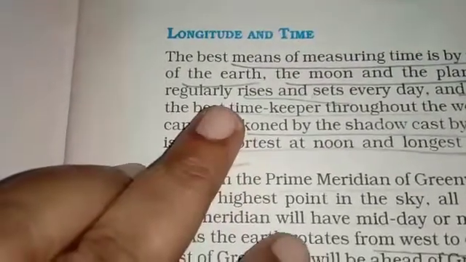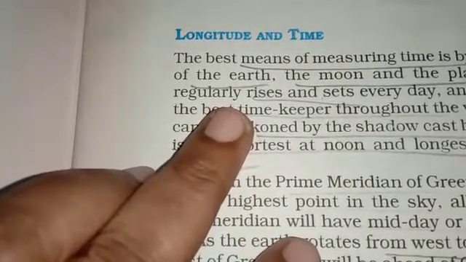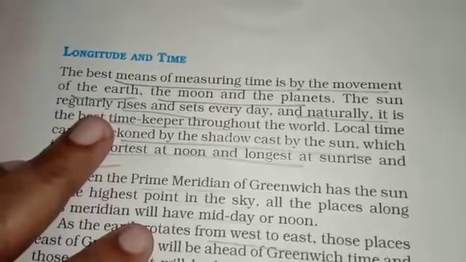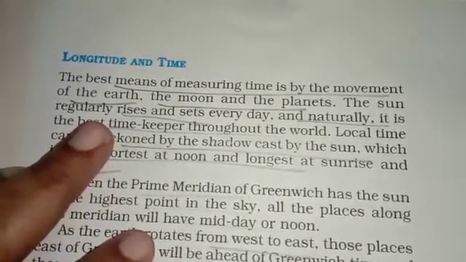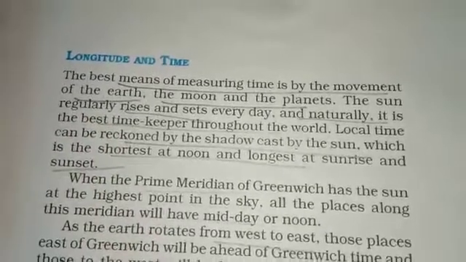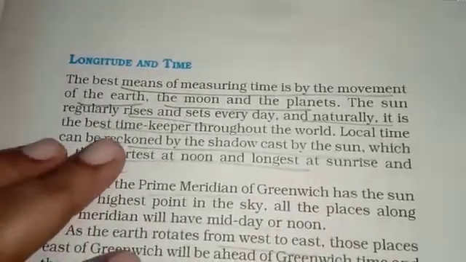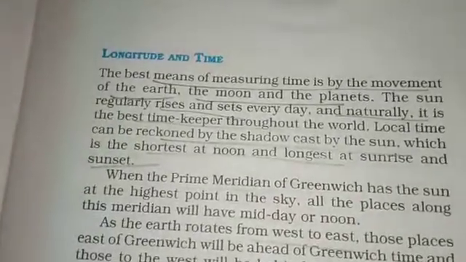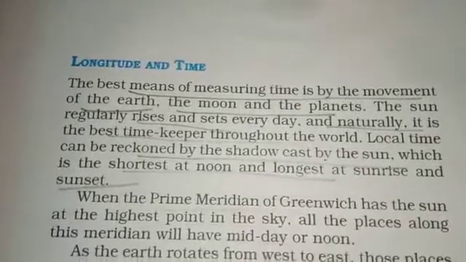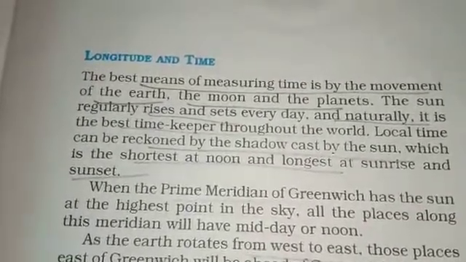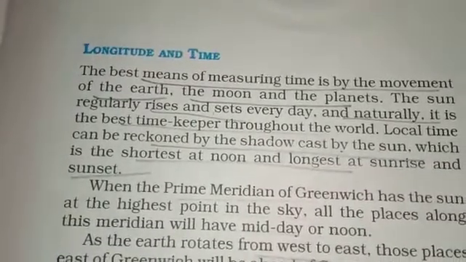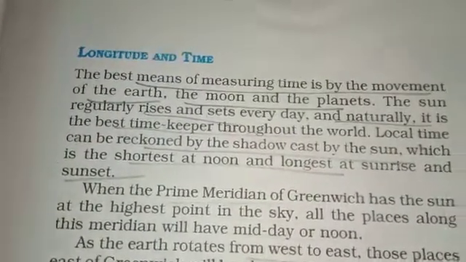We already said that longitude is very important, because with the help of longitude only we are going to measure the timing. The best means of measuring time is by the movement of the earth, the moon and the planets. Very easily we can identify day and night and other things. If we check the shadow, the light coming from the sun, and how long it is, according to that we can find out whether it is 10 o'clock or 11 o'clock in the morning. If it is noon time, our shadow will be very small. From that we can very easily identify time.